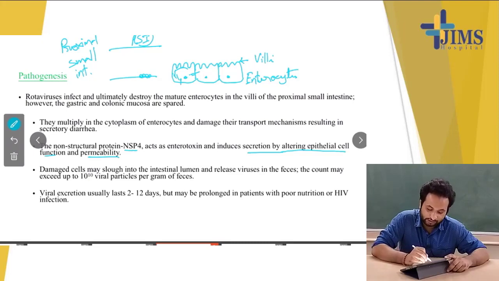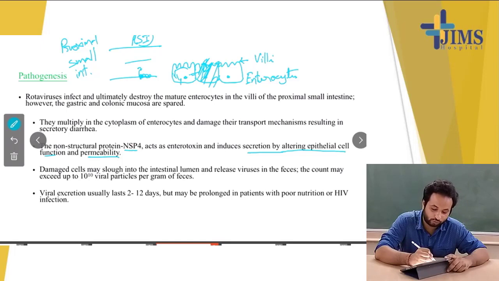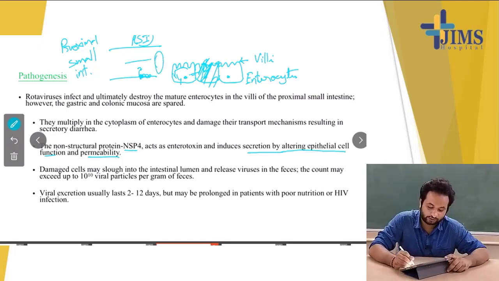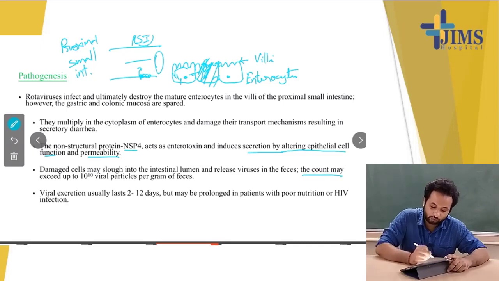Okay, so these cells will get damaged due to wrong transport mechanisms. And due to this, these damaged cells are going to slough into the intestinal lumen. So this is your intestinal lumen, right? And release virus into the feces. The count may exceed up to 10 to the power 10 viral particles per gram of feces.